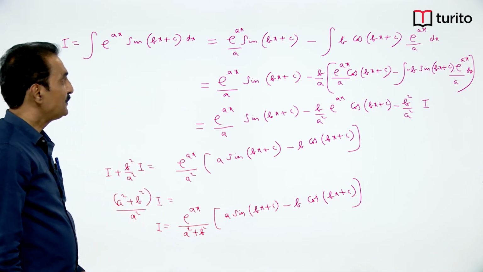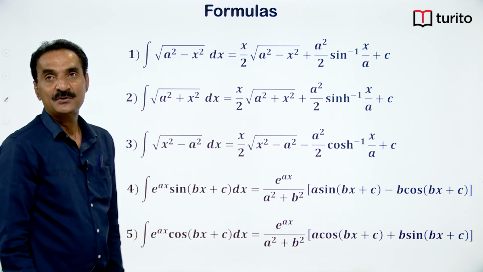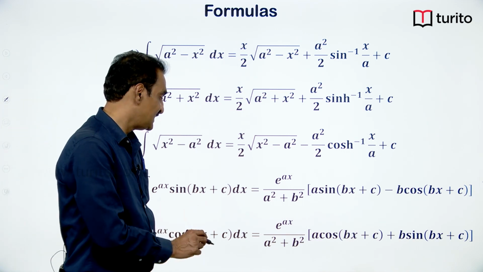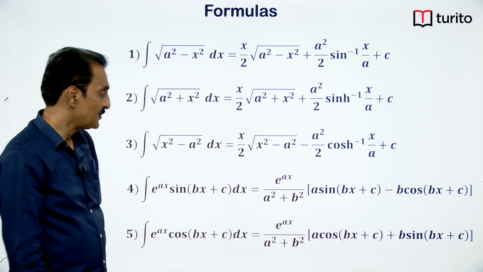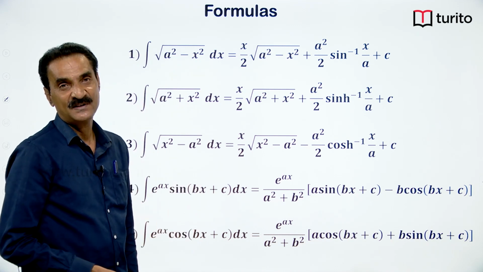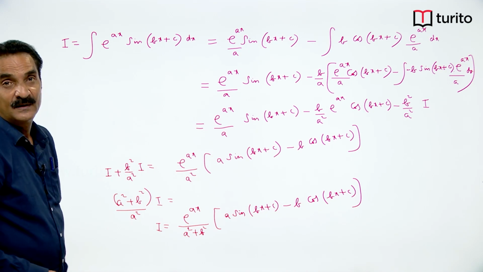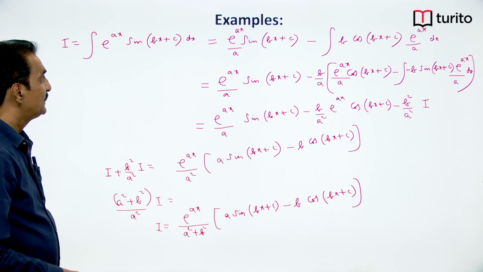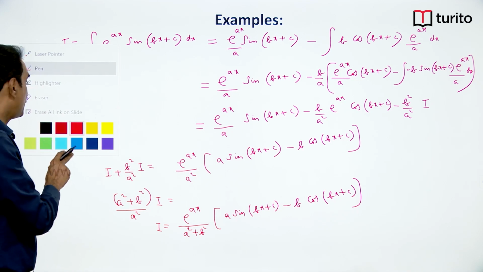Similarly, you can prove the other result. The integral of e^(ax) into cos(bx+c) dx is equal to e^(ax)/(a²+b²) into a cos(bx+c) plus b sin(bx+c). Let us solve a few examples on these two formulae.